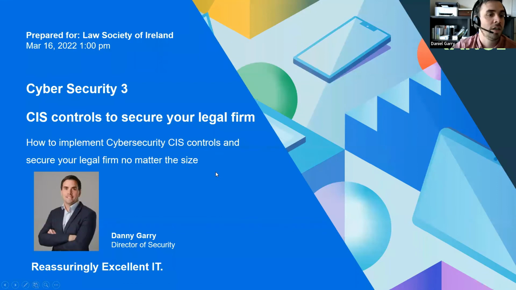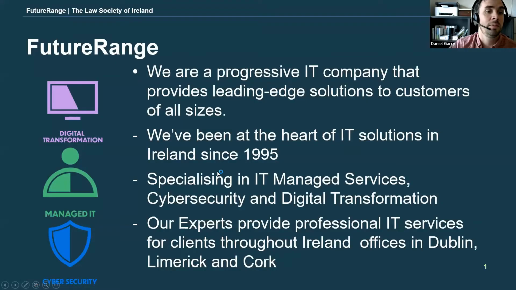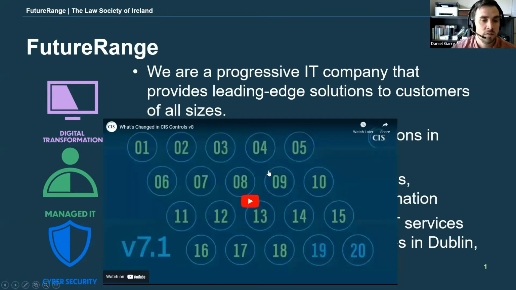Future Range is a company that was established back in 1995, and we provide digital transformation, managed IT and cybersecurity expertise across Ireland and into the UK. That ranges from managed service providers to all facets of security.